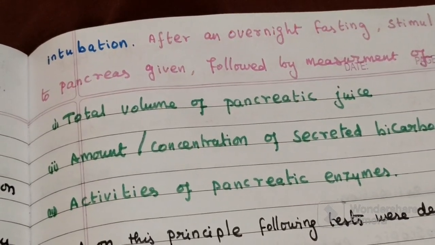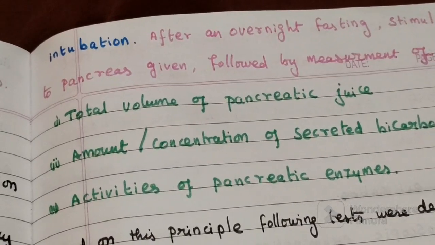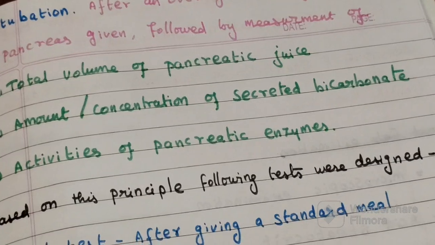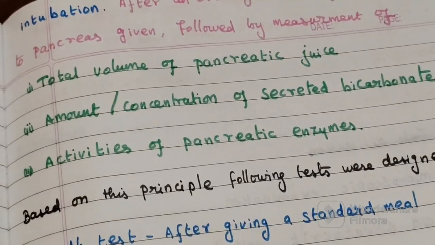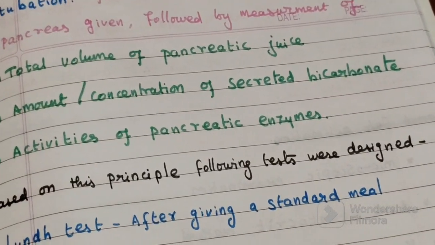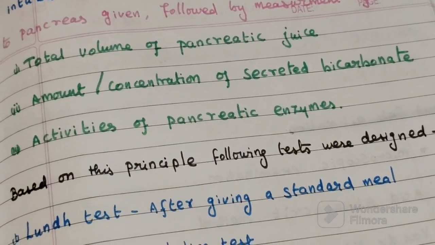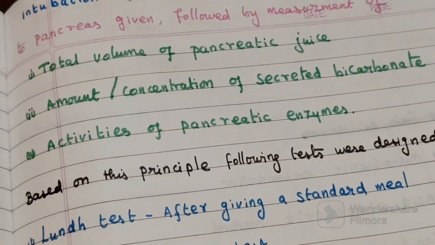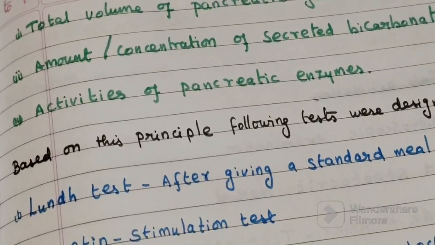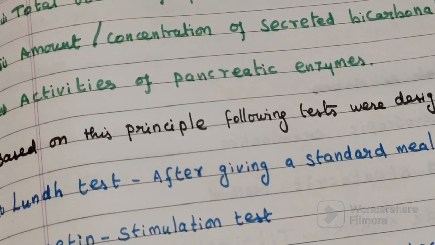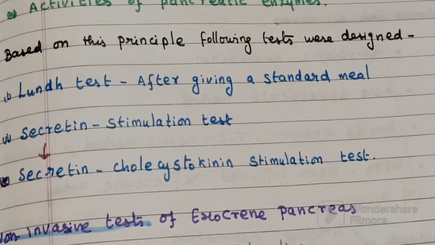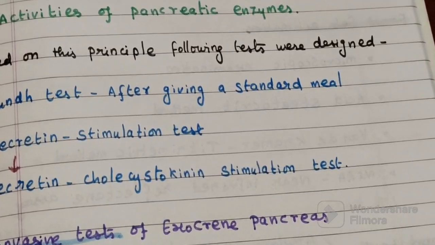And what are the parameters to be measured? First one is total volume of pancreatic juice. Second, the amount or concentration of bicarbonate secreted. Third one is activities of pancreatic enzymes. These are assessed from the GI fluid aspirate in the invasive test. Now, this is the principle of invasive test. Based on this principle, the following tests were designed.